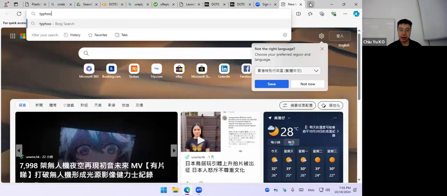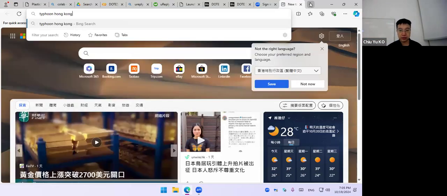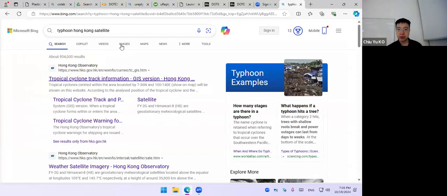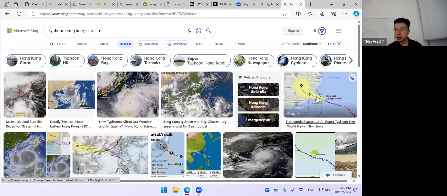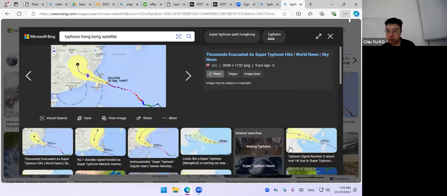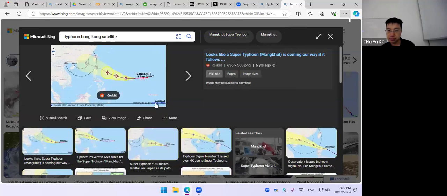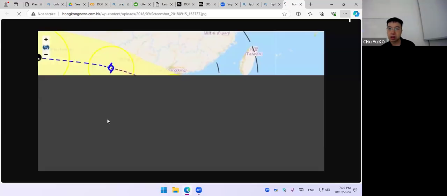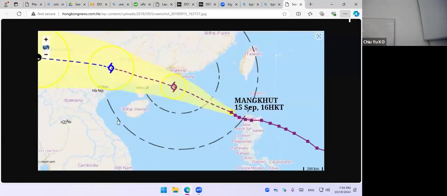on TV if you are aware of the Hong Kong typhoon. You look at an image like this. I hope you know what the image is. Let me make it bigger. Okay. I don't know what this typhoon is, but suppose there is a typhoon. There's a map, and I hope you know what the circle means.